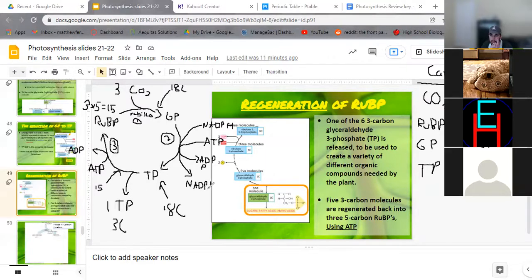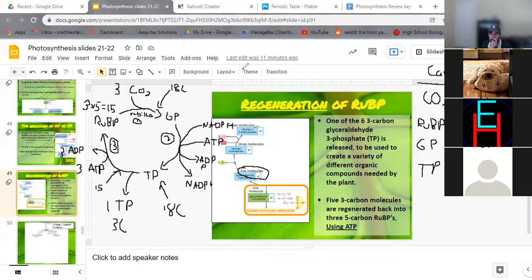What we can do now is go from 5 3-carbon molecules and, using energy in the form of ATP, create 3 5-carbon molecules. For every molecule of RuBP that we'll produce, we'll need an ATP. Congratulations. There's the Calvin cycle.